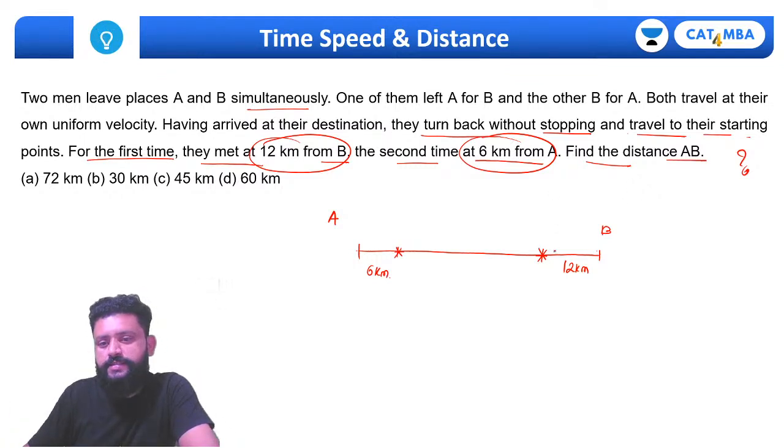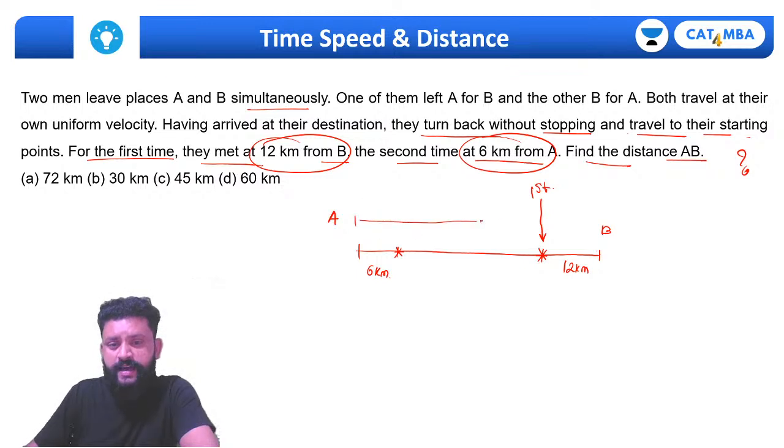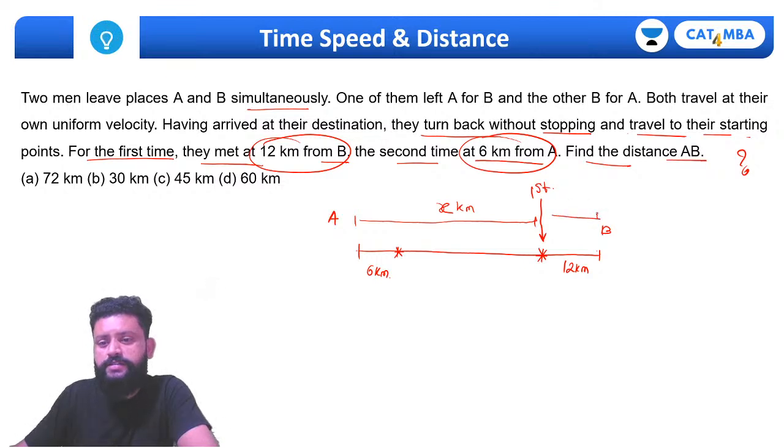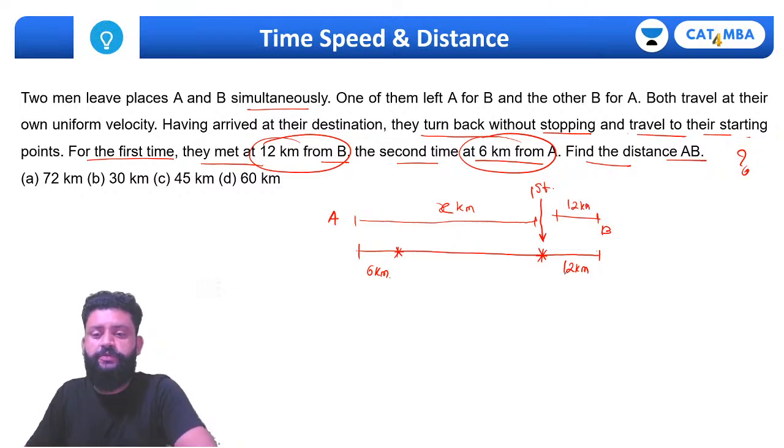But we know this, the first meeting time, the distance from B is 12 kilometers. So if I assume this distance as x, by the time A covers x kilometers, can I say B covers the distance of 12 kilometers? Am I right, guys? Give me a thumbs up if you understand this up till now.